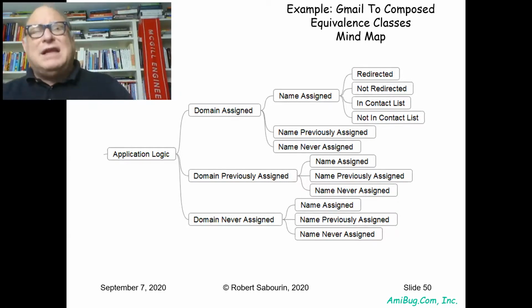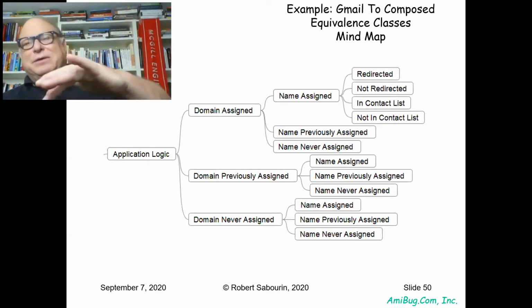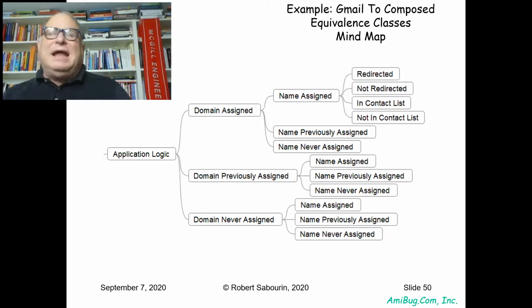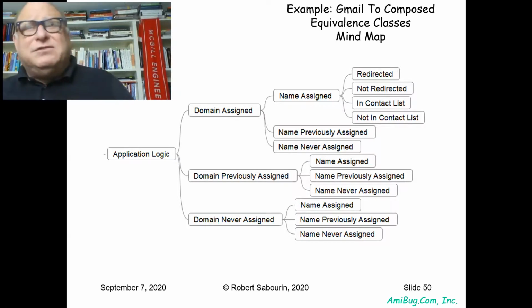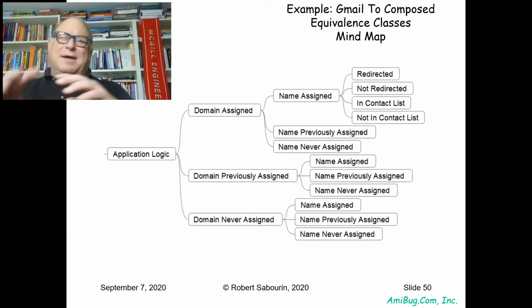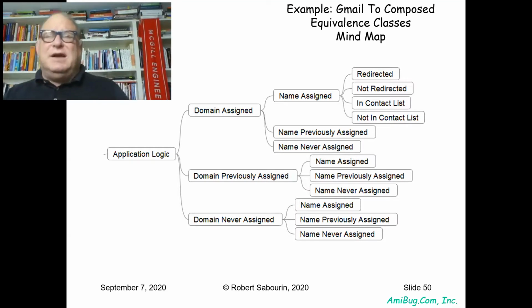If it was assigned, has the name been assigned? So is it a valid email address? RobSab, has it been assigned? Name assigned, previously assigned, or never assigned? And for the case of a name that's assigned and a domain that's assigned, is it redirected or not? And is it in a contact list or not? And this is the processing of Gmail to take care of the address to basically send it on to the world email system. It's going to do a little bit of application logic in there, sort of help routing the mail through the Google universe.